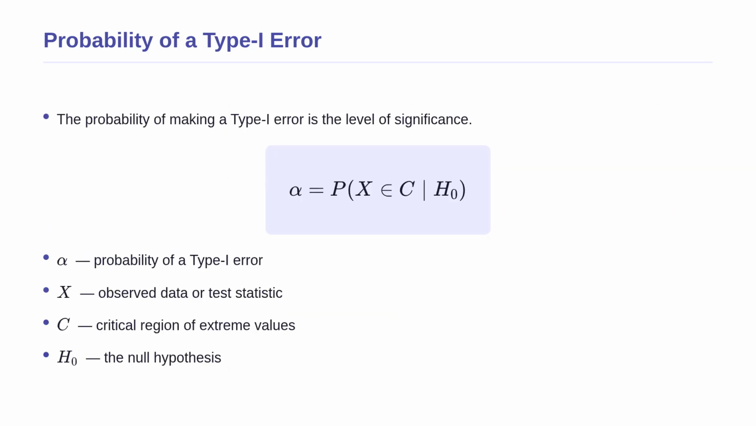Now that we have seen the matrix, let us define these errors mathematically. We use the Greek letter alpha to represent the probability of making a type 1 error. This formula tells us how to calculate it. Alpha equals the probability that our observed data, represented by X, falls into the critical region, represented by C, given that the null hypothesis, H0, is actually true. The critical region is simply the range of extreme values that would cause us to reject the default assumption. If we make this critical region smaller, the value of alpha decreases. This means we are less likely to raise a false alarm, but it will affect our other error rate.